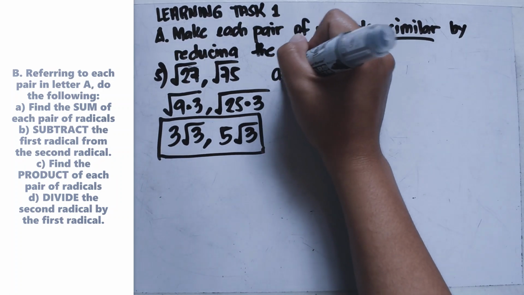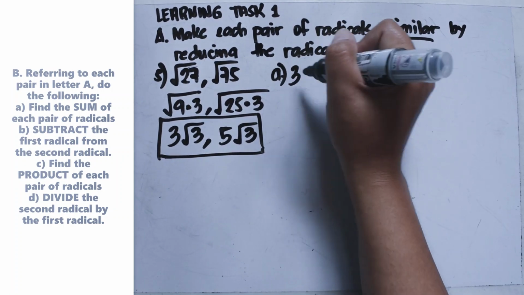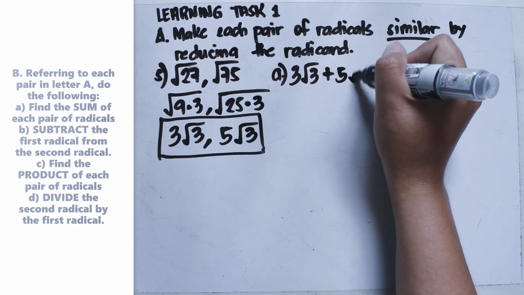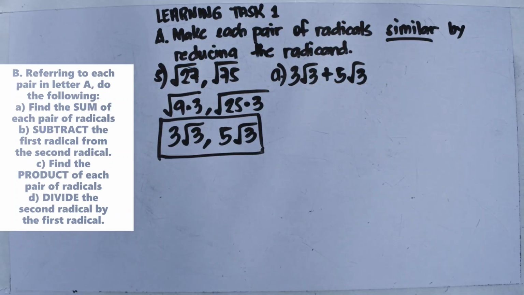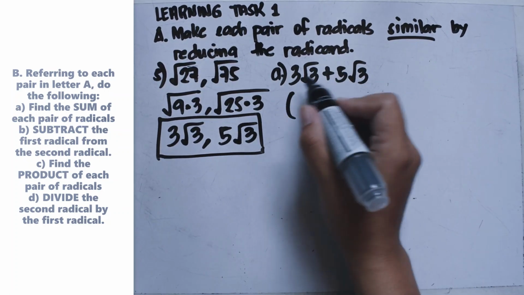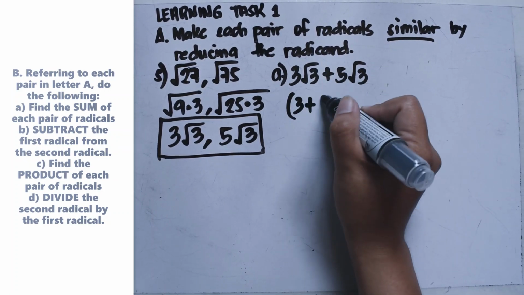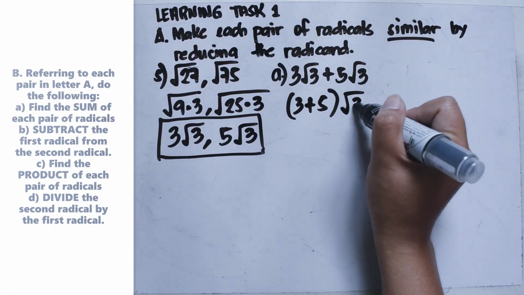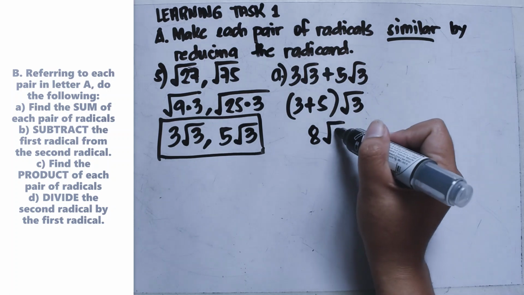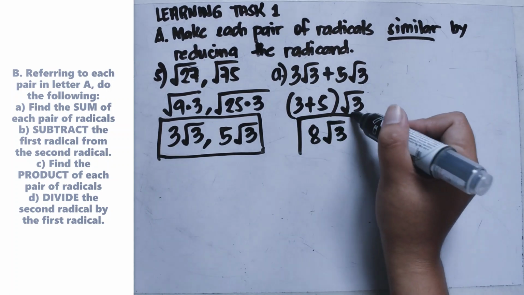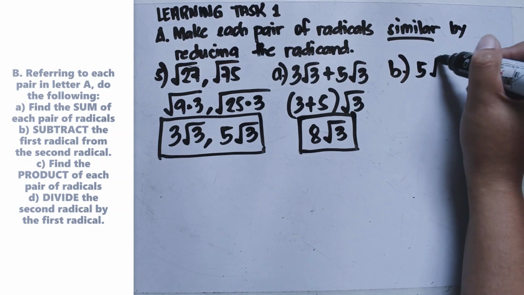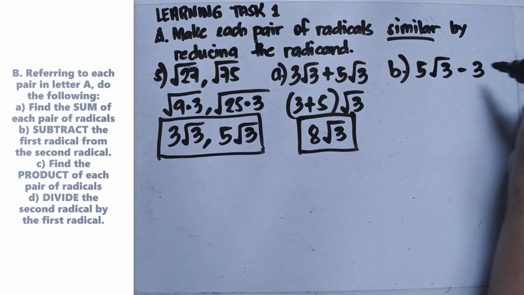Letter A, again, is addition. So, we have 3 square root of 3 plus 5 square root of 3. It's repetitive, of course: add the numerical coefficients. So, we have 3 plus 5, and then copy the same radical, which is square root of 3. 3 plus 5 is 8, copy square root of 3. So, that is the final answer. Letter B, so subtract. So, 5 square root of 3 minus 3 square root of 3.